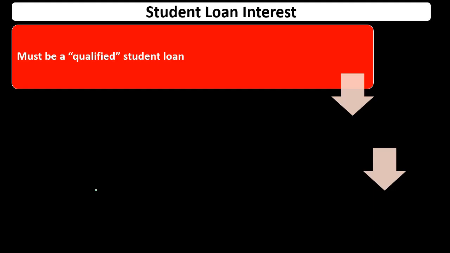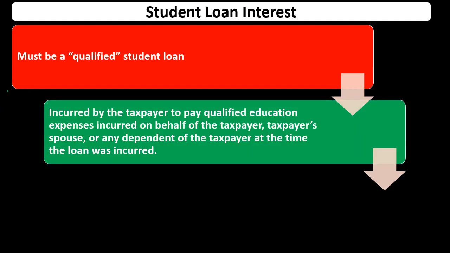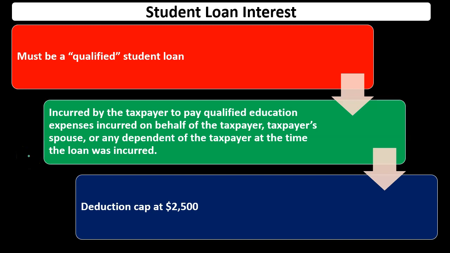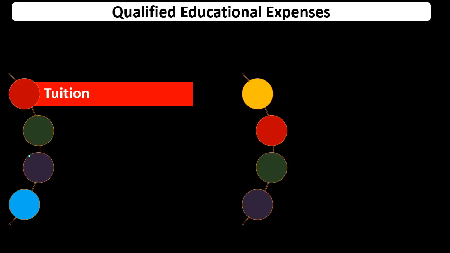So let's get into more detail about the student loan. Student loan interest must be on a qualified student loan, so it's got to be a qualified student loan incurred by the taxpayer to pay qualified education expenses incurred on behalf of the taxpayer, taxpayer's spouse, or any dependent of the taxpayer at the time the loan was incurred. It can be a deduction with a cap up to $2,500. So up to $2,500. Above that, no deduction.